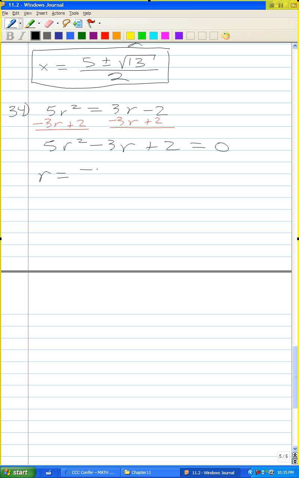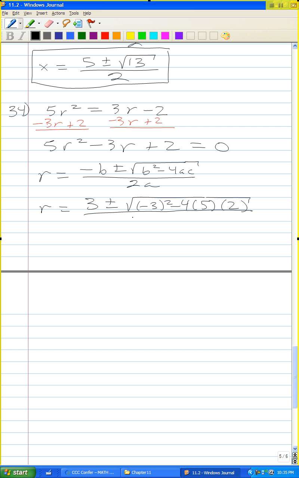r equals negative b plus or minus the square root of b squared minus 4ac all over 2a. So r is equal to negative b plus or minus the square root of b squared minus 4ac all over 2a.